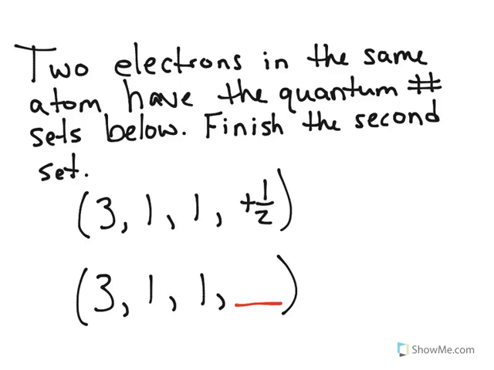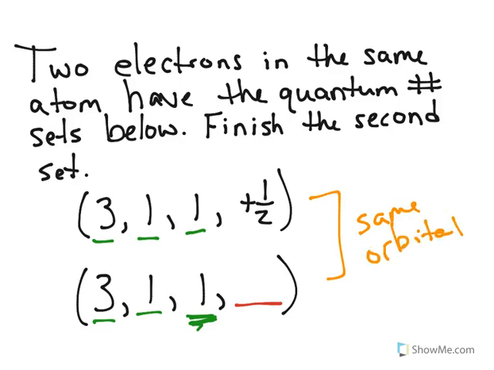Okay, so here we have a scenario. 2 electrons in the same atom have quantum number sets below. Finish the second set. So again, third energy level, p sublevel, the same specific orbital of the p sublevel. So you have to recognize here that these 2 electrons are in the same orbital, in which case they have to be spinning in opposite directions. So since the spin of this one is plus 1/2, this one has to have a negative 1/2 spin.